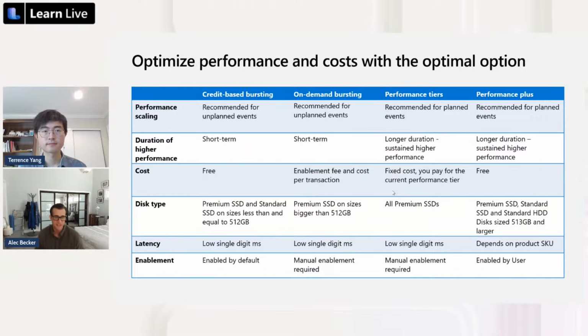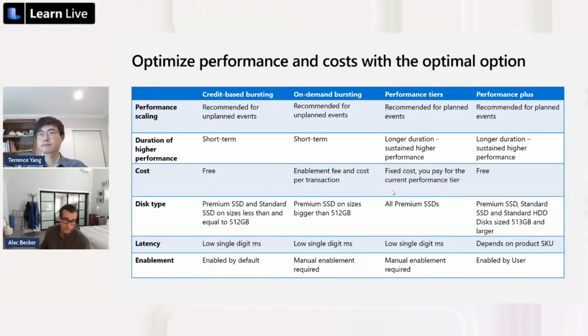These performance features are all available on different disk types. For credit-based bursting, we have this available on our premium SSD and standard SSD on sizes less than or equal to 512 gigabytes. For on-demand bursting, it's premium SSDs on sizes bigger than 513 gigabytes, so our larger premium SSDs. Performance tiers are available on all premium SSDs. And then Performance Plus is available on our larger size premium SSD, standard SSD, and standard HDD.